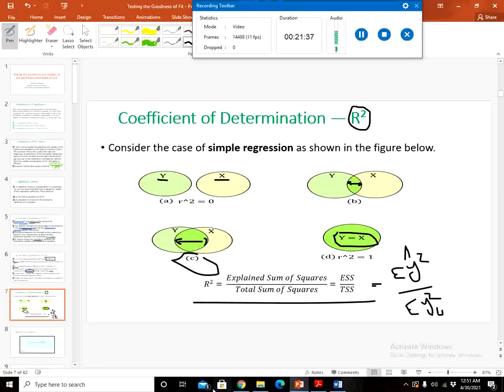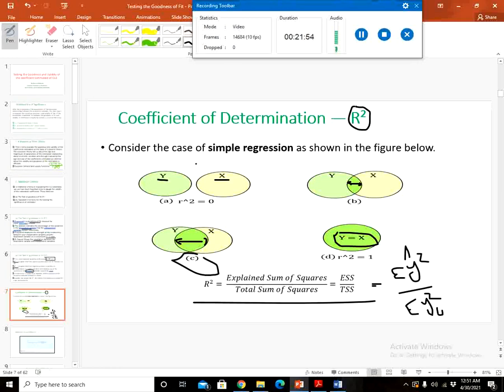It is a small y, mind it, it is a small y, that is deviation, that means y cap minus y mean. So this is the formula of the R square.